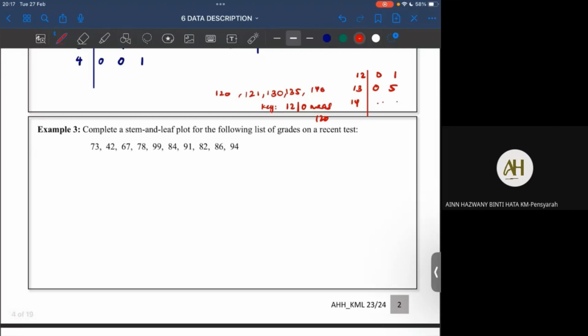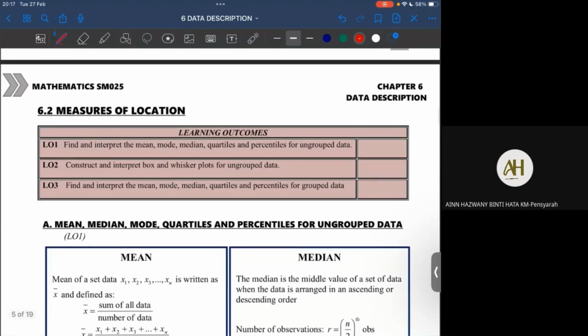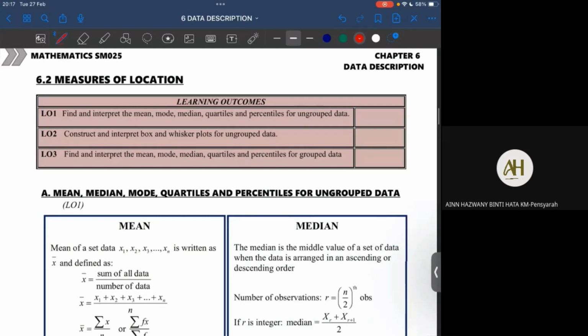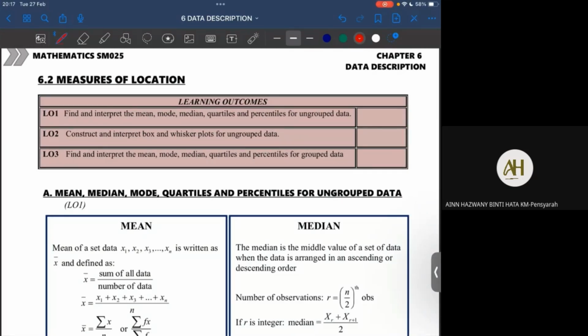Okay, let's see the next part, measures of location. The first learning outcome is that we will determine 5 things here: mean, mode, median, quartile and percentile. For this chapter you will always be dealing with these 5 things. This is going to be the basic part of chapter 6. And for the second learning outcome, we are going to do box and whisker plot for ungrouped data.